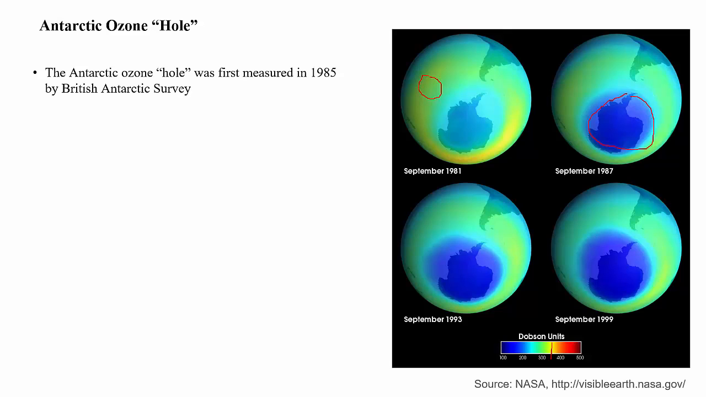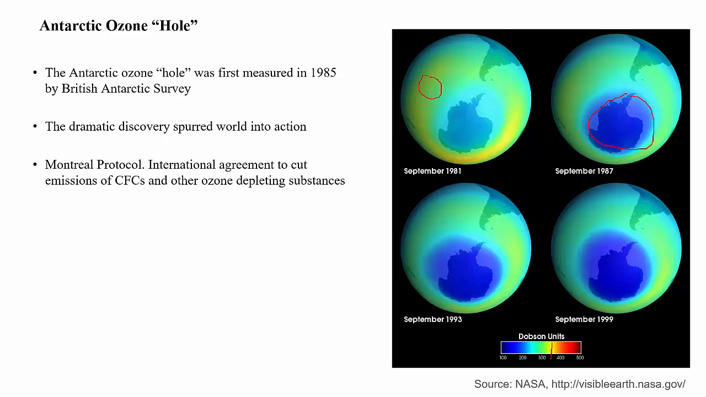Of course, it was discovered in 1985, or first measured. And you can see from this graph that it's getting worse up to about 1999. Nowadays, this hole still forms during the Antarctic spring. At the time, in 1985, this discovery shocked the world, and having physical evidence spurred governments into real action. It led to what's called the Montreal Protocol on Ozone Depleting Substances. This was an international agreement initially involving 23 countries to cut emissions of CFCs and other ozone depleting substances.